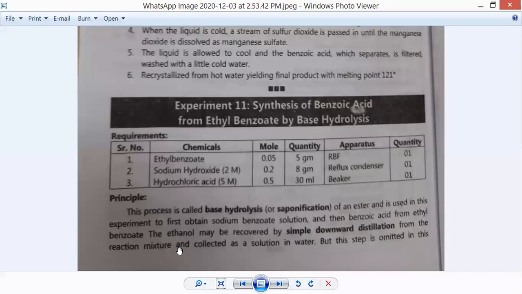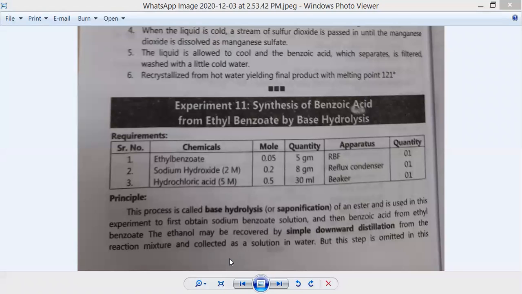from the reaction mixture and collect as a solution in water. But this step is omitted, this step is removed in this reaction, to complete the synthesis in a given period of time. The sodium benzoate is non-volatile. Whatever sodium benzoate is formed in this reaction is non-volatile in nature, and remains in the solution in step number 1, because it is the product of step number 1.